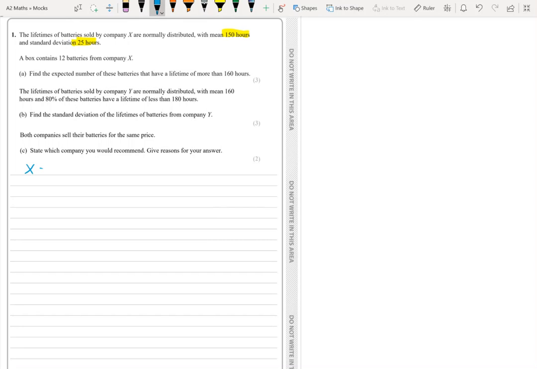So if X is the lifetime of a battery, it will be modelled by this normal distribution. A quick sketch would also be useful. The usual normal distribution shape with a mean of 150. And we could write the distribution there: 150 is the mean and the variance would be 25 squared. So that's the lifetime of a battery.